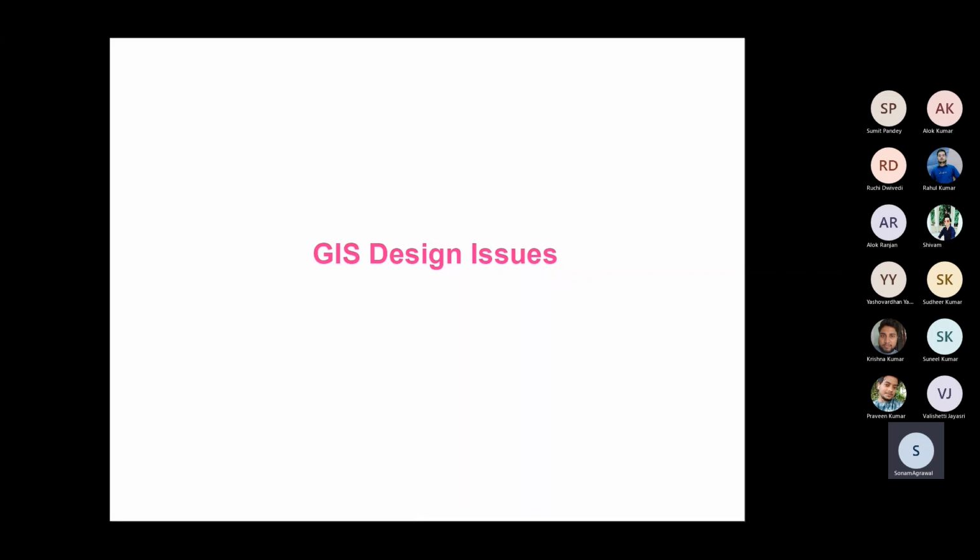And these design issues are not very specific to GIS. They are general design issues faced by any software project. So this is more or less a generic discussion, and it will be useful if we have to implement GIS in any organization. Okay, so let's see.